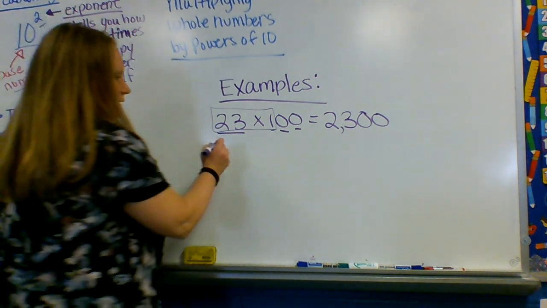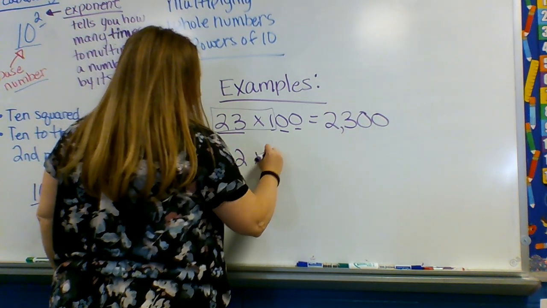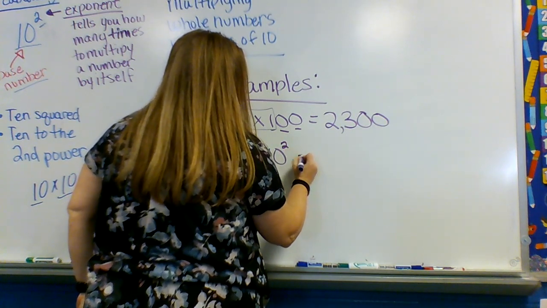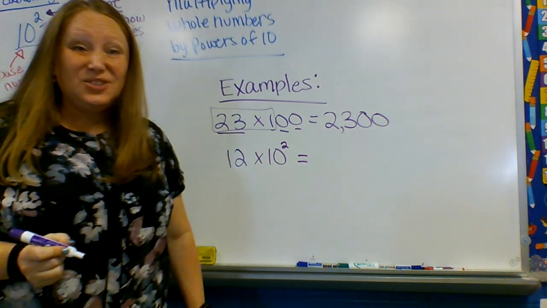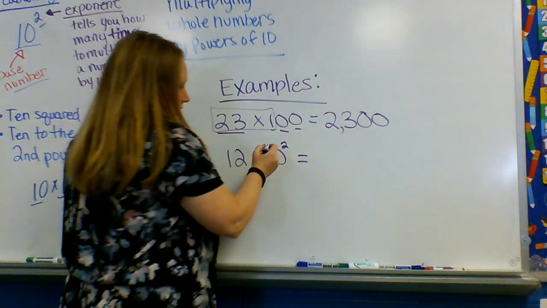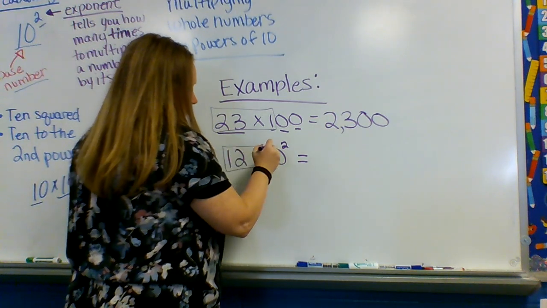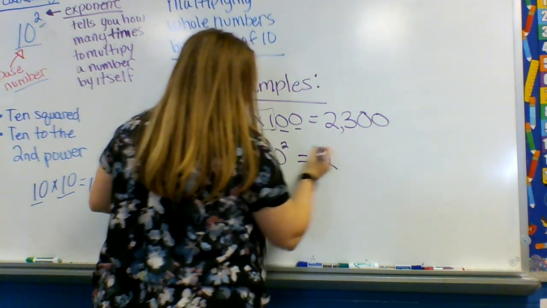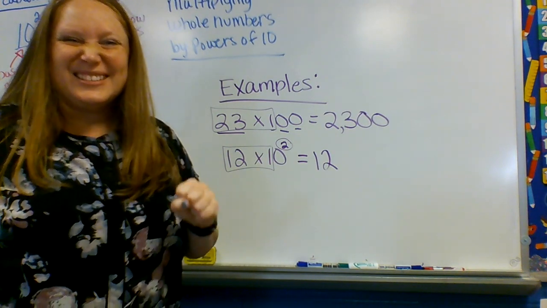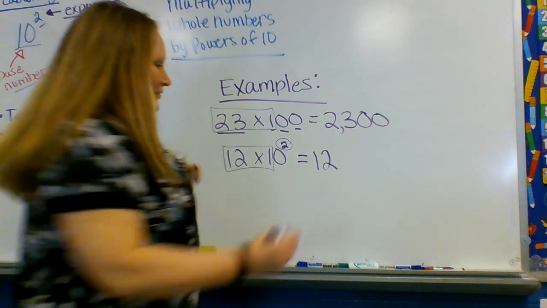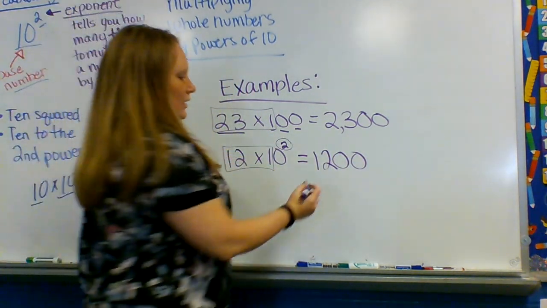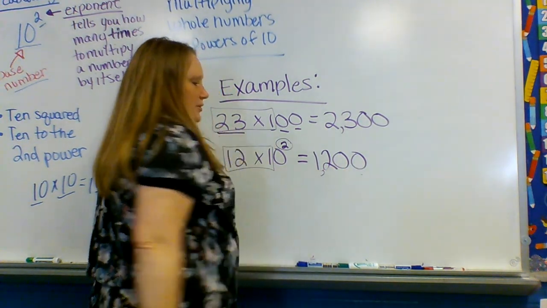Okay, let's do this one. 12 times 10 to the second power. Looks hard. It's not. Very easy. Guys, what's 12 times 1? 12 times 1 is 12. The exponent tells you how many zeros are going to be in your answer. So how many zeros are going to be in your answer? 2. 2 zeros. Okay? So it's 1,200. It's 12 with 2 zeros.